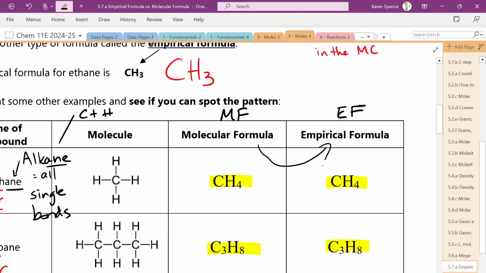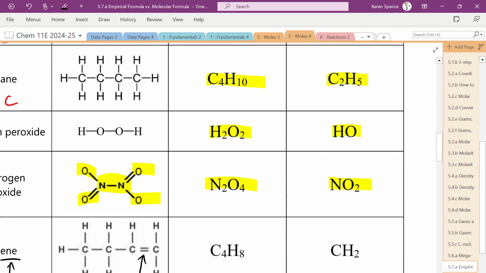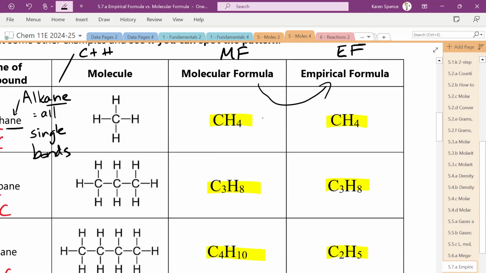We have to simplify it, just like a fraction. Okay, so our empirical formula, we have to simplify. So if you can't simplify it, the molecular formula and empirical formula will be the same. If they have a common factor, they will be different. And the molecular formula will always be some multiple of the empirical formula.